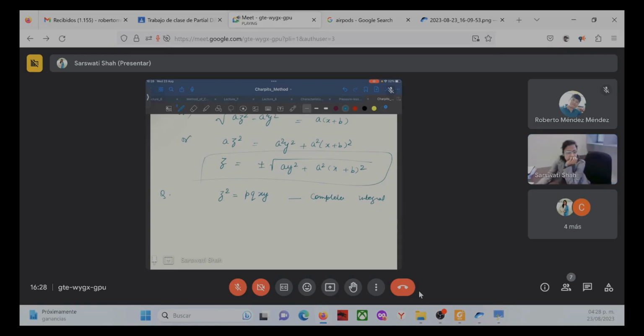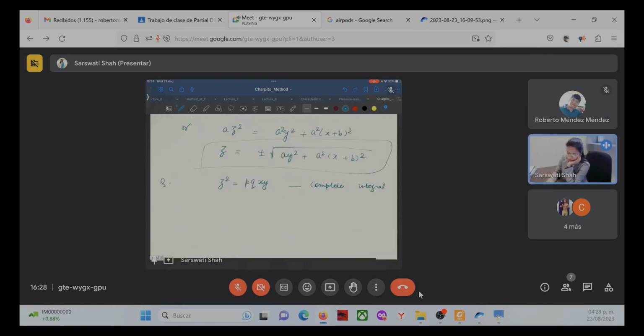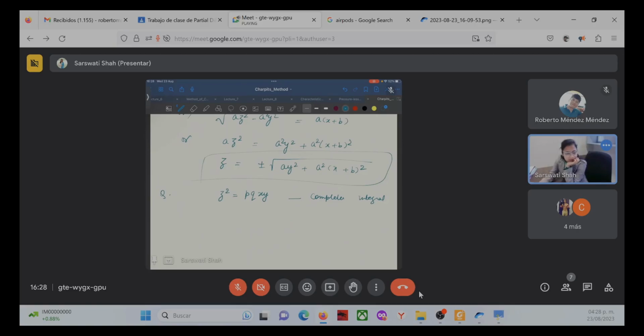Can we see the Charpit equation? Well, it's in the notes. Sorry? Yeah, it is in the notes, so you can open it on your PC. Yes.